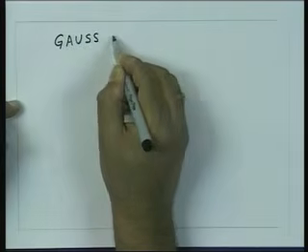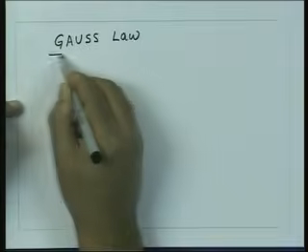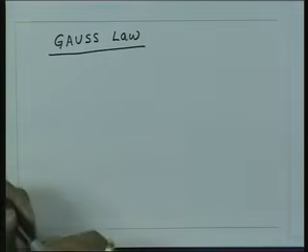So, the very first law which governs the relationship between the displacement vector or the electric field and the charge distribution is what is called the Gauss law. The Gauss law states that the total displacement coming out of a closed surface is equal to the net charge enclosed by that closed surface.